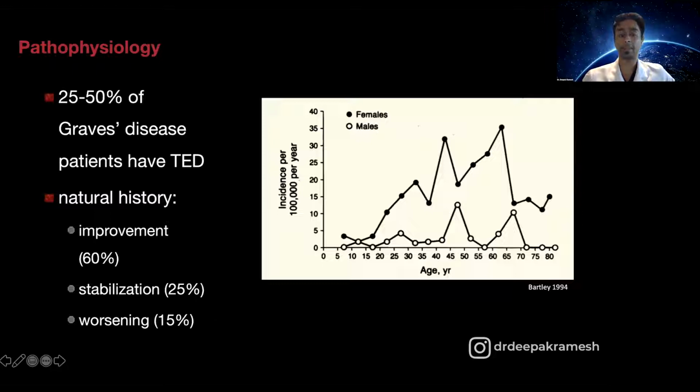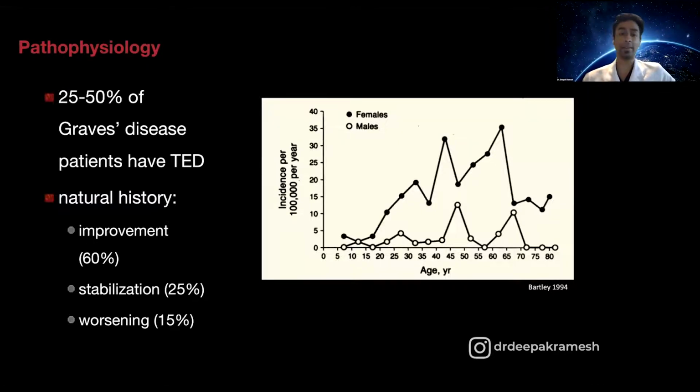Now, this graph on the right is one of the classic epidemiologic studies of thyroid eye disease done by Bartley and colleagues from the Mayo Clinic in the 90s. They took 120 patients who had thyroid eye disease and followed them from onset all the way to quiescence of disease. What they found is that the incidence of thyroid eye disease is much higher in females, and it seems to follow a bimodal distribution where there are patients in their 40s who have a high incidence of disease, and then patients in their late 60s who have a higher incidence of disease. So there's something about being in those particular age groups and also about being female that puts you at higher risk for having thyroid eye disease.